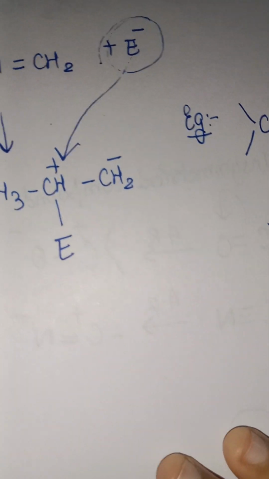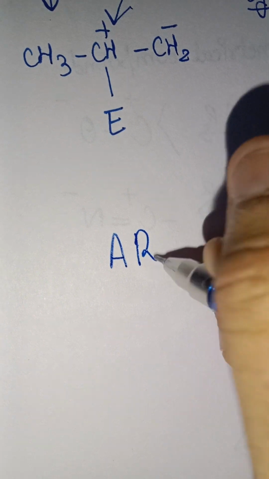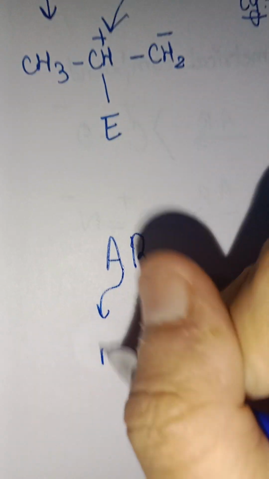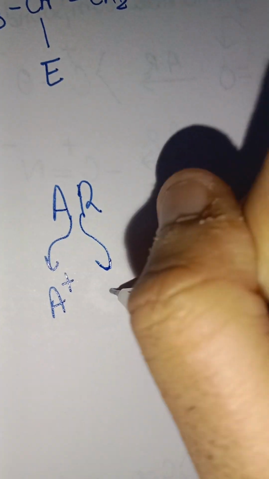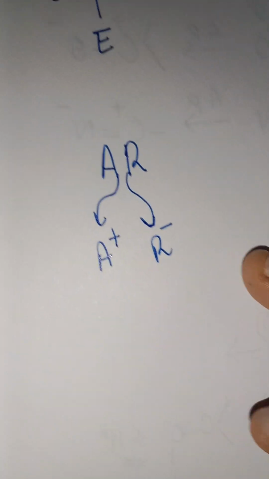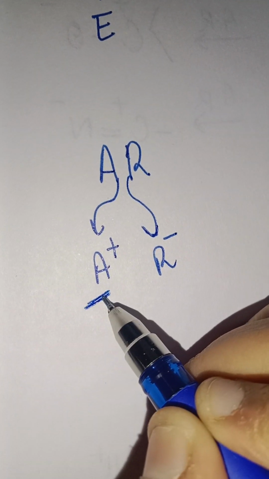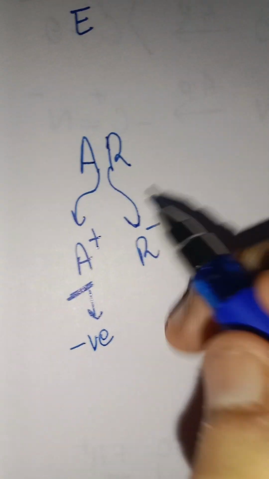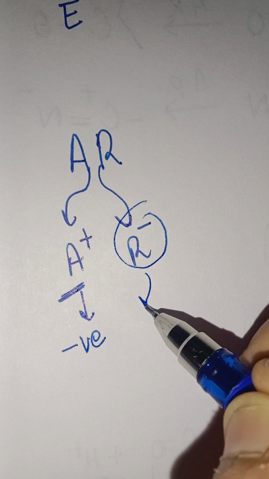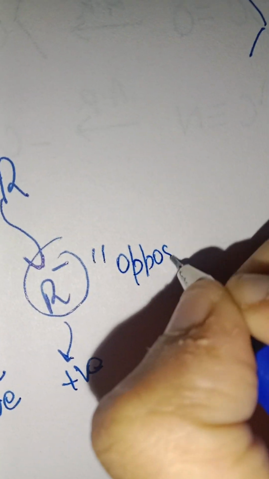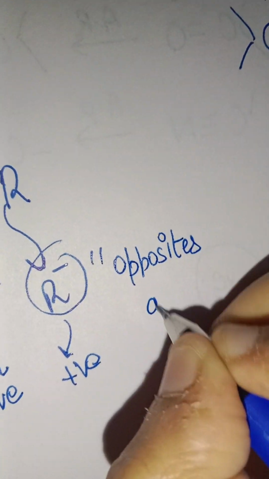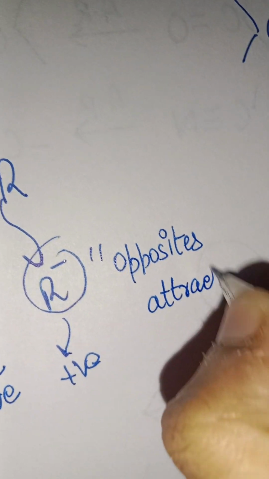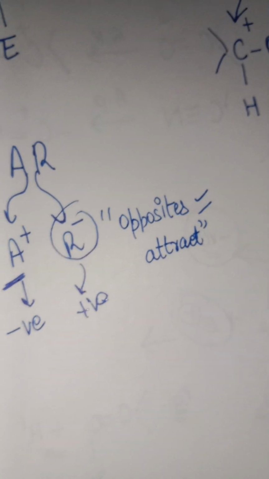Now you should also understand the parts of the attacking reagent. If it is an attacking reagent, one part is positive and the other is negative. Remember that this positive one will go to the one which is negative. That means opposites attract. And this negative will move to the one which is positive. So I'm just going to write that opposites attract.